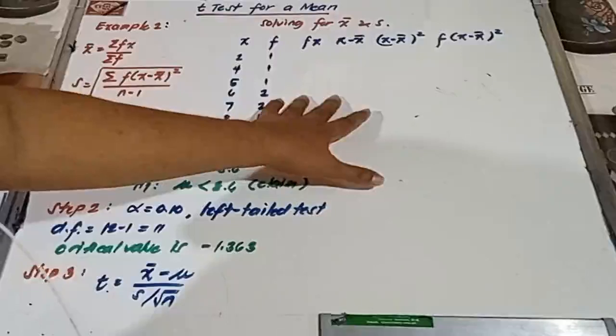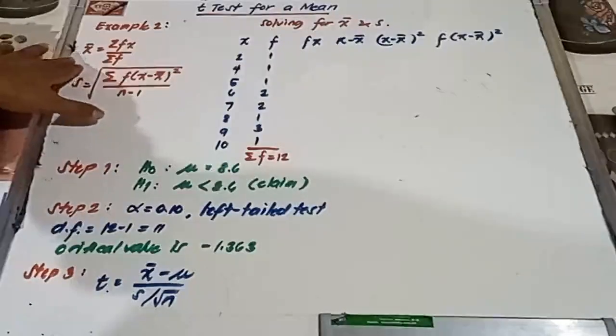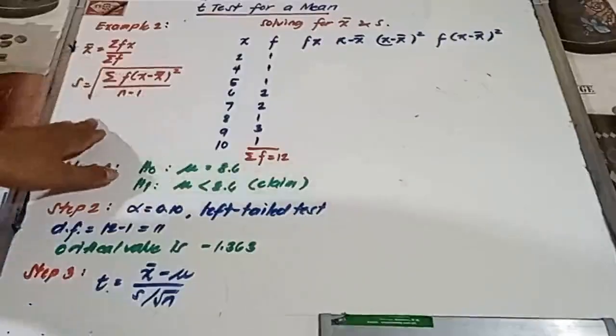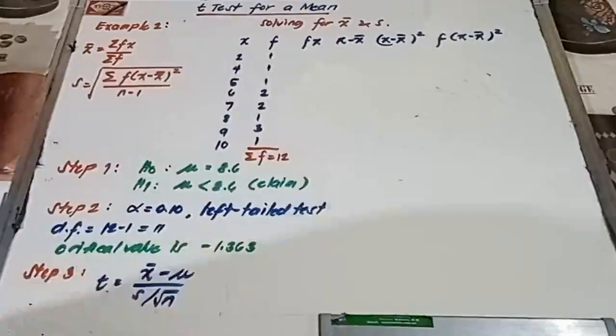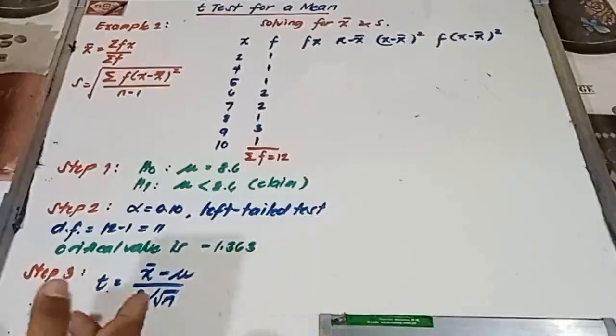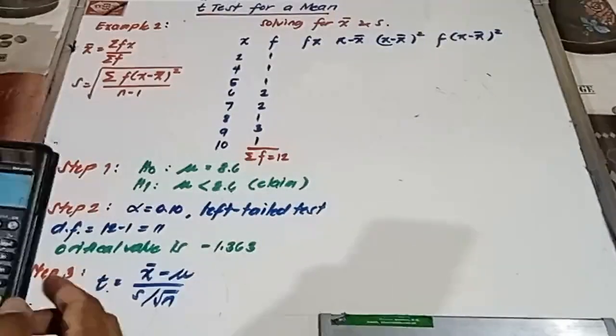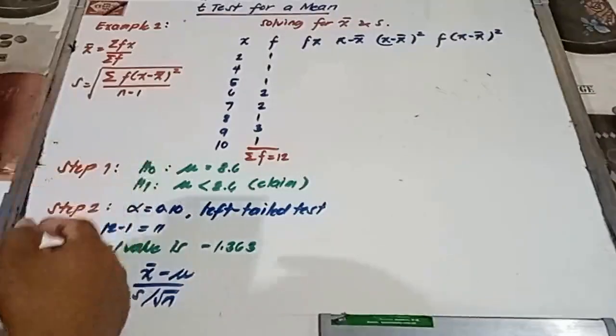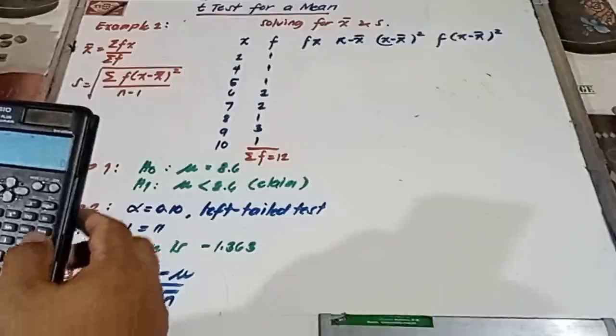Kukunin natin yung fx and then we're going to divide summation of fx by summation of f to determine for the sample mean. And for the sample standard deviation, ang dami natin kukunin. Okay? But, yan yung manual, ano? But if we're going to use scientific calculator, may madaling paraan para makuha natin yung sample mean and sample standard deviation. So, ganito ang gagawin natin.